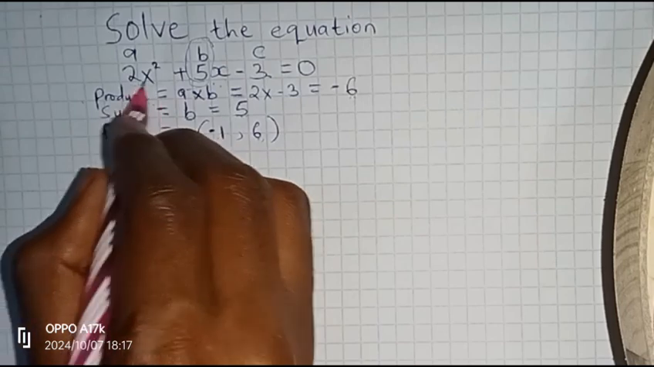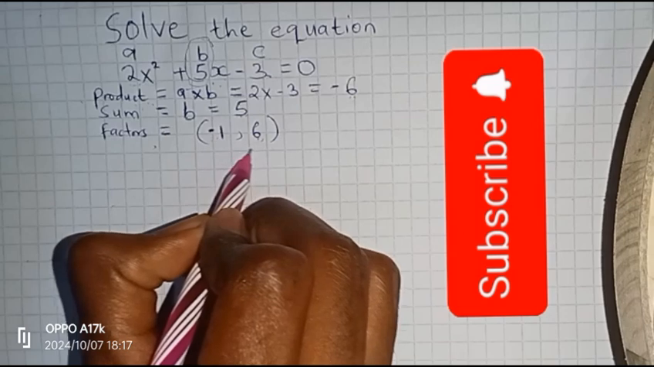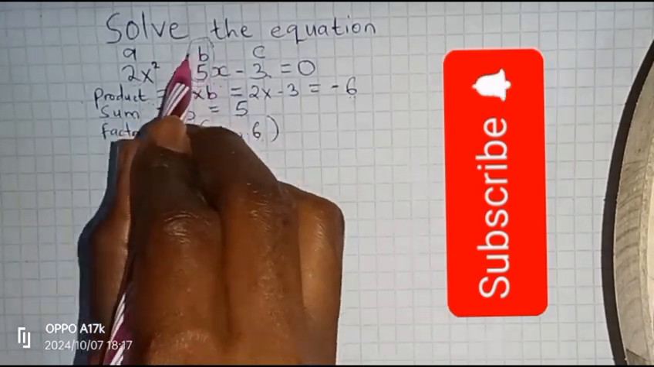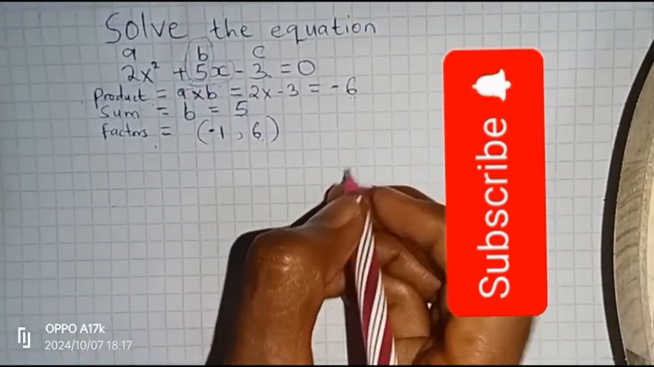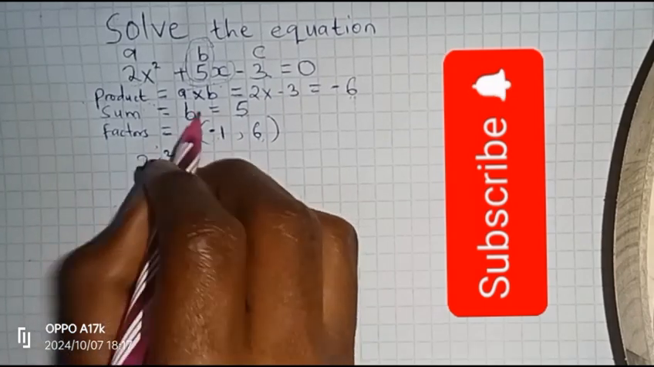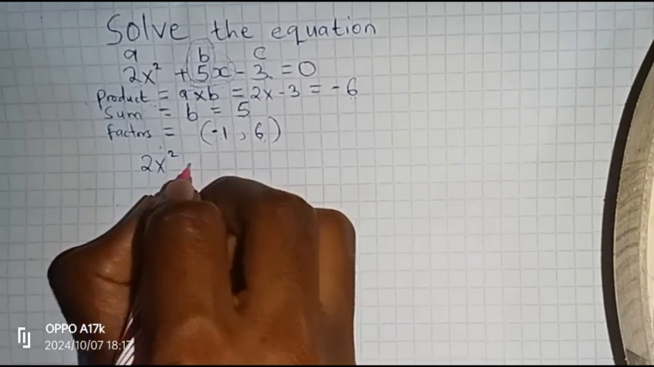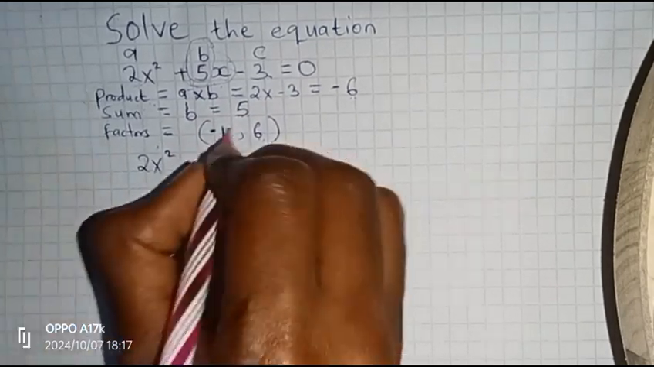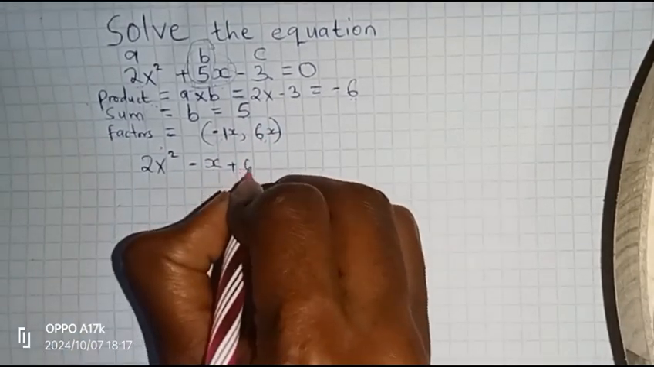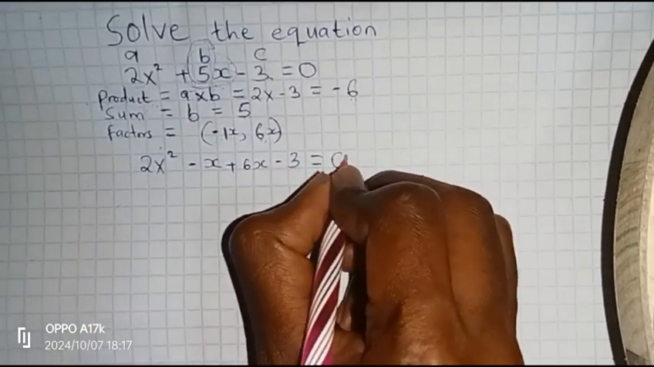Now let's go. This is your equation. How do you do this? You substitute these two factors for the second coefficient, this coefficient b. Let's do 2x squared, plus 5x. Instead of this plus 5x, you will write negative 1x plus 6x, then minus 3 is equal to 0.